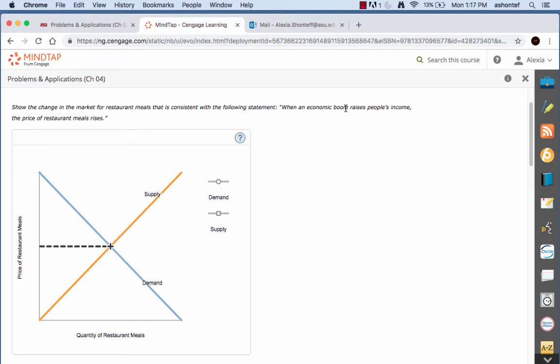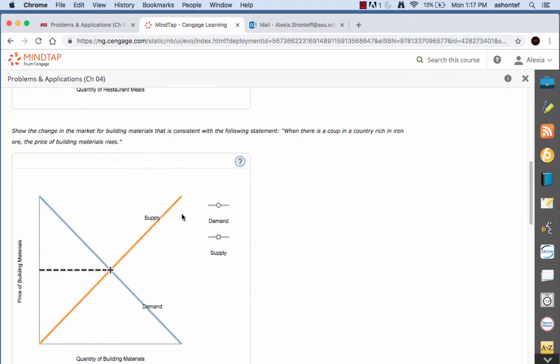It says, when an economic boom raises people's income, the price of restaurant meals rises. So they're telling you the result. But in this picture, what you want to figure out is what basically happens when people's income goes up. I have to say, we really should be qualifying here that this is for a normal good. So on this question, assume it's a normal good. When income goes up, we start buying more of normal goods. So that's going to be an increase in demand, and that gives us the increase in the price of the meals.